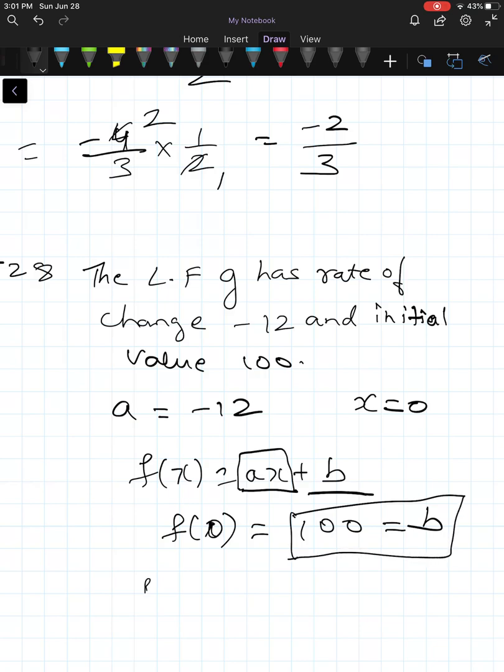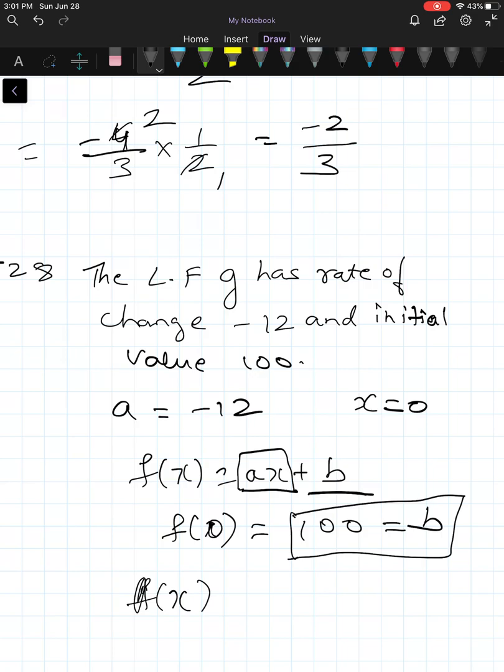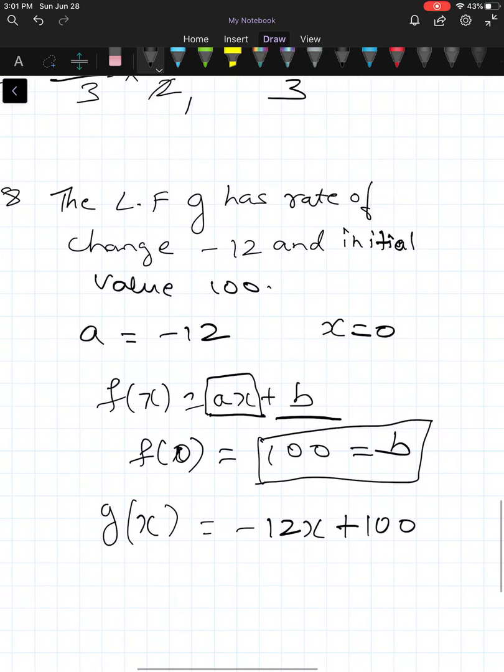So substituting the unknowns inside the general form, f of x is equal to ax plus b, we get g of x. The function is named as g of x. Okay, so g of x is equal to negative 12x plus 100. So this is the answer. This is how you convert a verbal description into a mathematical equation.